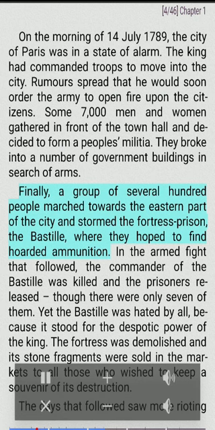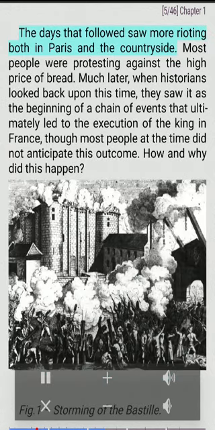Finally, a group of several hundred people marched towards the eastern part of the city and stormed the fortress prison, the Bastille, where they hoped to find hoarded ammunition. In the armed fight that followed, the commander of the Bastille was killed and the prisoners released, though there were only 7 of them. Yet the Bastille was hated by all, because it stood for the despotic power of the king. The fortress was demolished and its stone fragments were sold in the markets to all those who wished to keep a souvenir of its destruction.